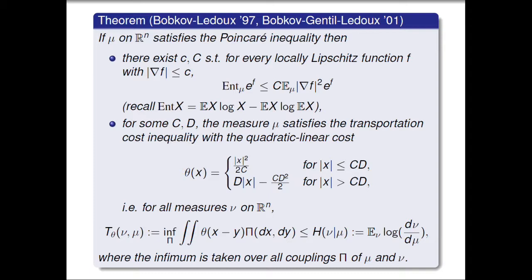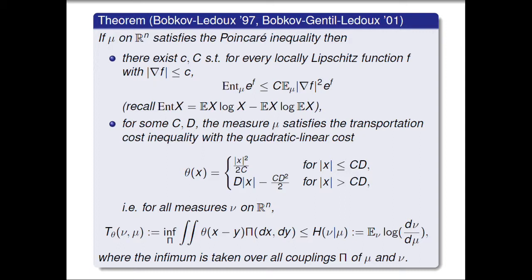This is a combination of two results by Bobkov and Ledoux and Bobkov-Gentil-Ledoux. So it turns out that if mu satisfies the Poincaré inequality, then the first result is that it satisfies some sort of logarithmic Sobolev inequality. So what do we have here? Here is the entropy of the function e to f. Let me recall the definition of the entropy. And it is bounded by such an expression. You can think of it as some energy functional. But it holds only for functions for which the length of the gradient is bounded pointwise by some constant c.